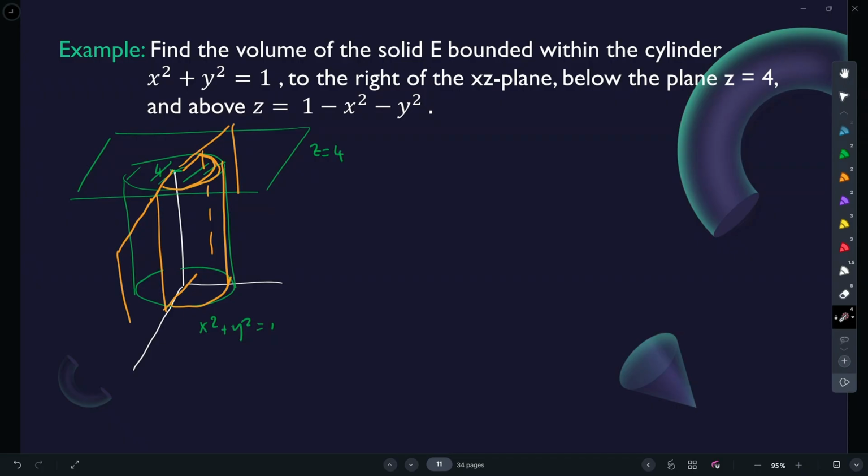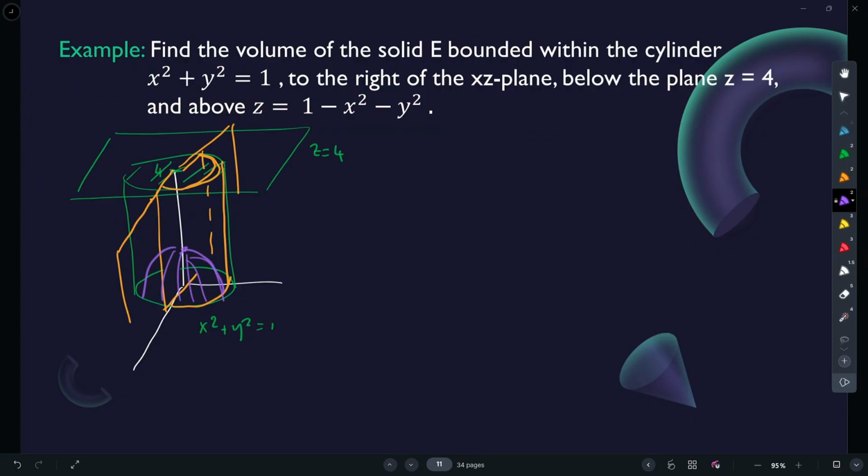It is a paraboloid. x squared plus y squared is a paraboloid that opens up. Negative x squared minus y squared is a paraboloid that opens down. And then if you raise it by 1, then you get 1 minus x squared minus y squared. So that's a paraboloid that starts at z equals 1 and then comes down. So at z equals 1, there is a paraboloid like this.